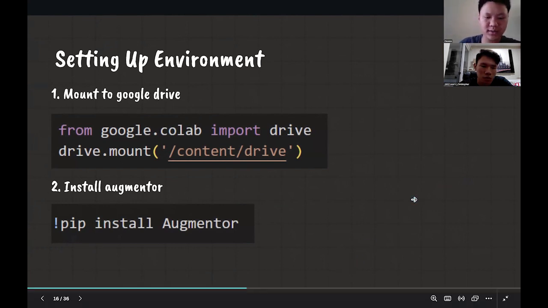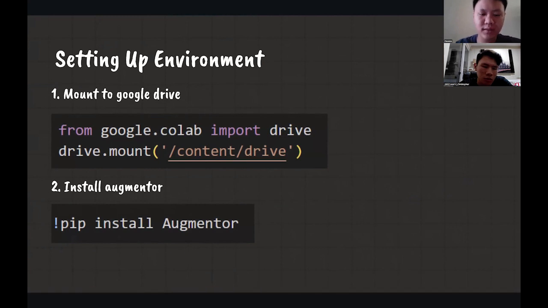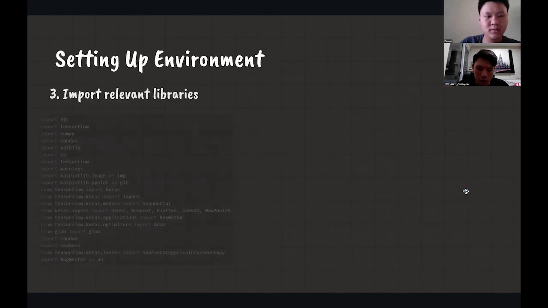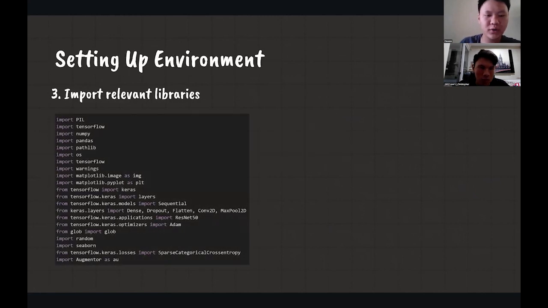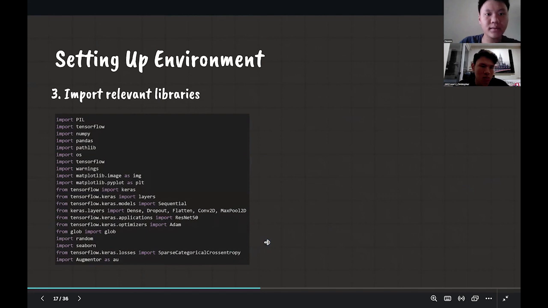Secondly, we are going to install Augmenter. Augmenter is going to help the model improve its overall performance. Next, we are importing relevant libraries for our project. There are tons of libraries we use in our project. The important libraries are TensorFlow, Glob, and Augmenter.